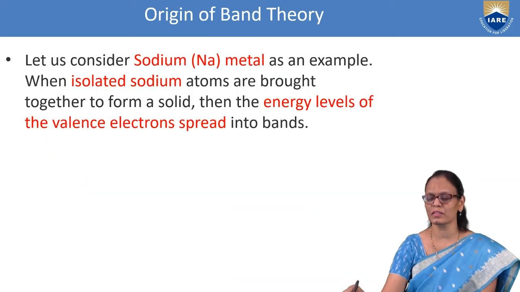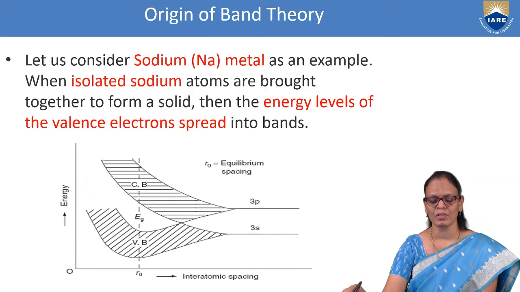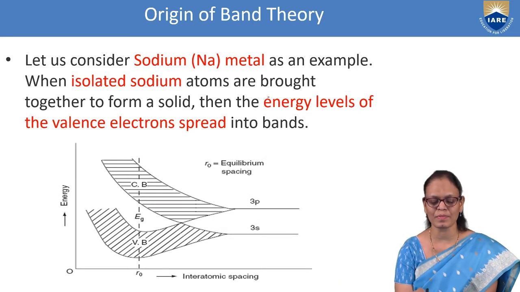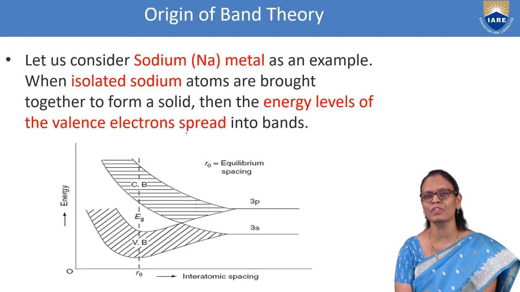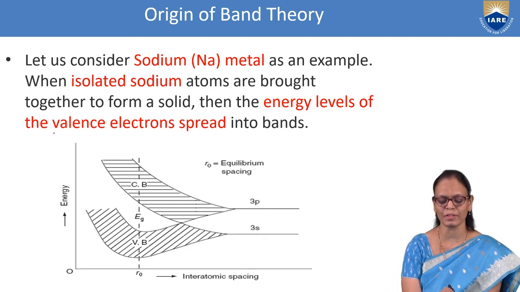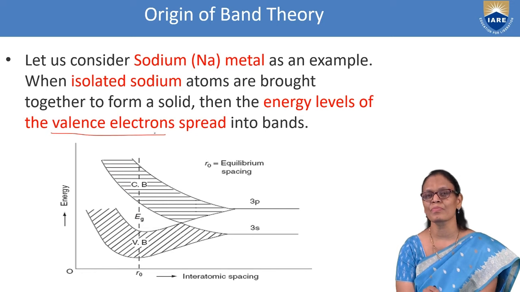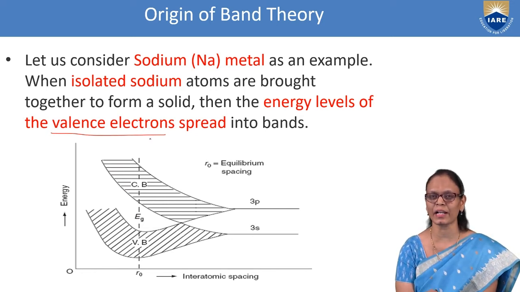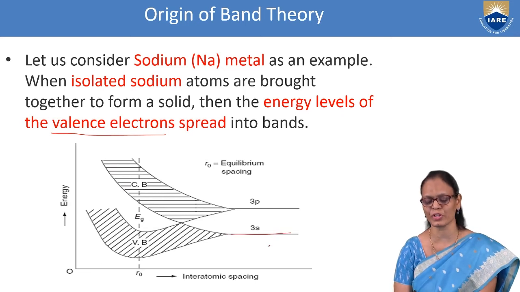Now if you consider the sodium metal, when isolated sodium atoms are brought together to form a solid, then the energy levels of the valence electrons spread into bands. I told you that it is the valence electrons that are participating or interacting with the neighboring atoms, and because of that, the lines are being spread. The energy levels are getting converted into bands. So this is 3s if you show for an individual atom.